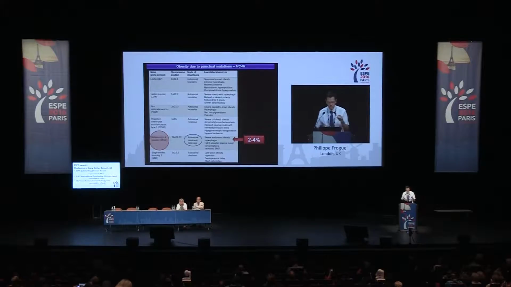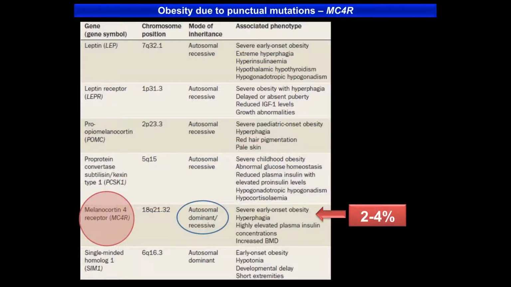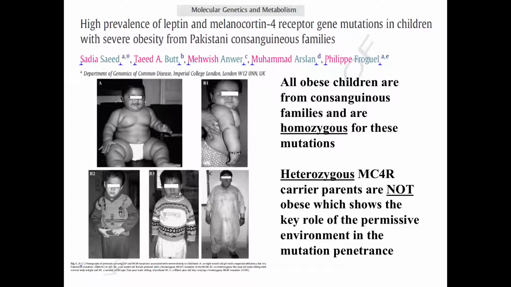Let's see some examples. The most prevalent one by far is the melanocortin-4 receptor, MC4R. I told you that in different cohorts, maybe 2, maybe 4% of the patients, especially children, have a mutation in the MC4 receptor. What you can see here in blue is a little bit surprising because in a review paper I published several years ago, I put autosomal dominant or recessive. Is it dominant? Is it recessive? In fact, it depends on the population.